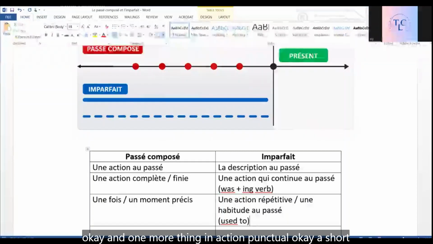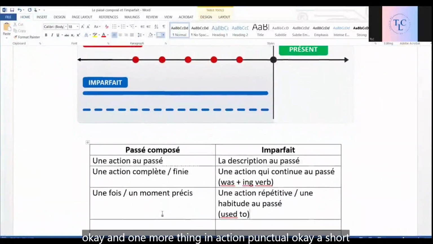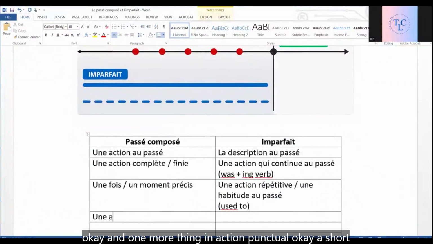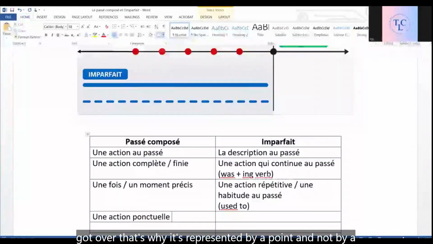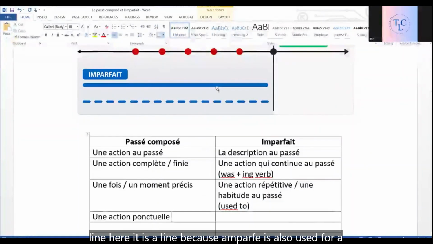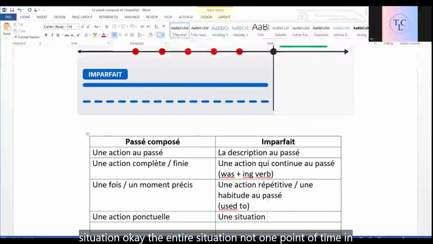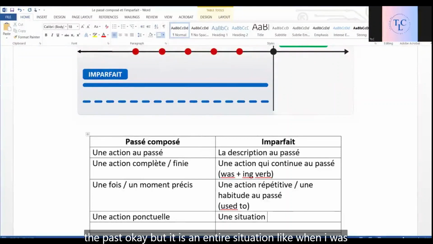Okay. And one more thing, une action ponctuelle. Okay. A short action that happened and got over. It started, it happened, it got over. That's why it's represented by a point and not by a line. Here it is a line because imparfait is also used for a situation. Okay, the entire situation, not one point of time in the past. Okay, but it is an entire situation.